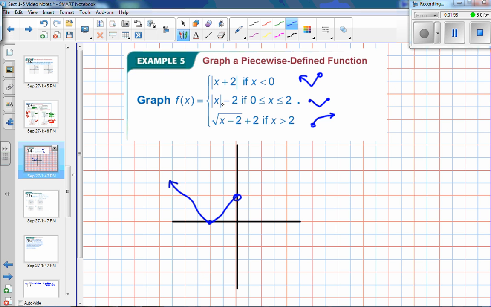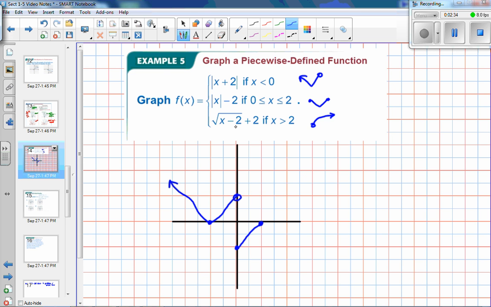Then for my next piece, I have an absolute value. So it's the parent graph, and it's shifted down 2. And that's okay, because remember, we want x goes from 0 to 2. So I'm going to go ahead and put a solid dot on this piece. And I know my absolute value is not stretched, so it's going to be going in this direction. And I have to stop when I get to x equals 2, that's where I'm at. So I'm going to put a dot on this piece. And now I'm ready. So I only had that little straight section.